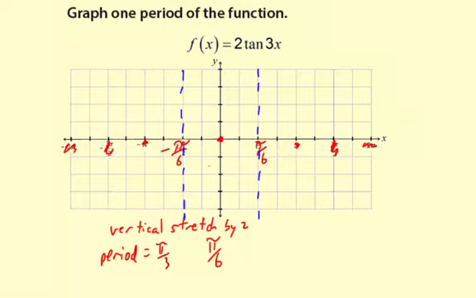Okay, so now we need to figure out these other points that are halfway in between the 0 and the asymptote. Now normally the output would be 1, but we have a vertical stretch by 2, so really the output's going to be 2. So we're going to have 2 here and then negative 2 here. That gives us our vertical stretch by 2 instead of having 1 and then negative 1.